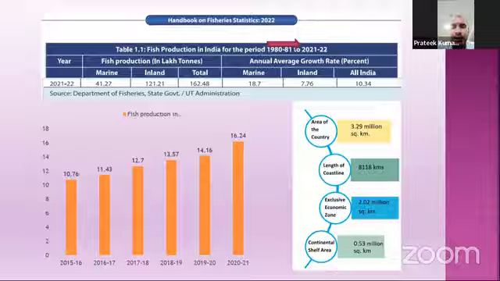We have also received data from the Department of Fisheries, Government of India, and the state governments. Here we can see the fish production in lakh tons, marine, inland, and total, and the marine annual average growth rate. We can also see marine, inland, and all-India figures, which represent the production level of fish up to the current scenario, 2021-22. Next, please.